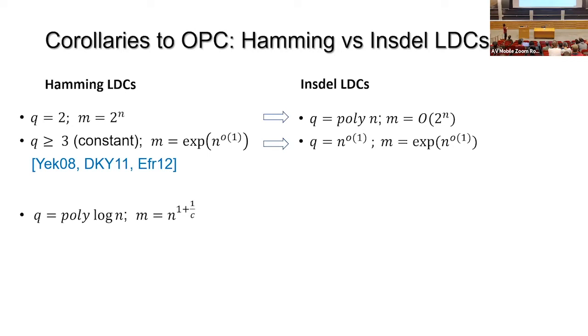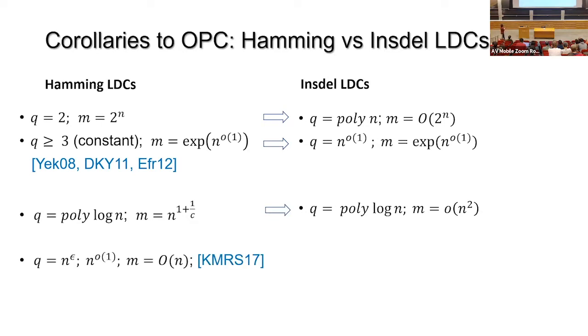So here we have the setting of Reed-Muller codes. We have locally decodable codes with polylog n queries and almost linear length, and we get pretty much the same bounds for Insdel. And similarly, in the polynomial query and slightly subpolynomial query regime, we have constant rate codes and we get exactly the same things here.